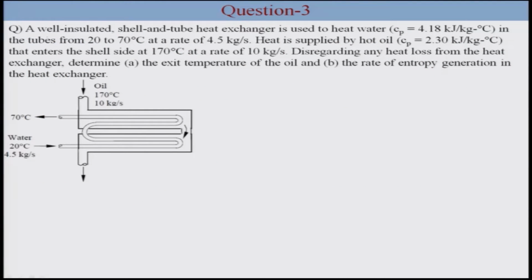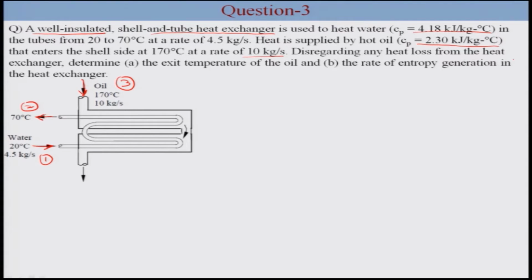In this, a well insulated shell and tube heat exchanger is used to heat water, with Cp given, in tubes from 20 to 70 degrees Celsius. So, water is entering at 20 degrees Celsius and going out at 70 degrees Celsius. This point is taken as 1, this as 2. Heat is supplied by hot oil, with Cp 2.30, that enters the shell side at 170 degrees Celsius, so this is point 3, at a rate of 10 kg per second.